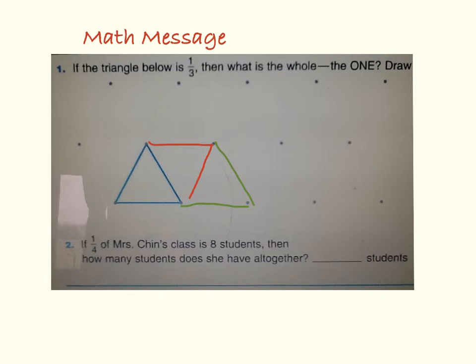actually, that's incorrect. 8 students is 1/4. So if we took 8 students and then another fourth would be another 8 students, and another fourth would be another 8 students, and another fourth would be another 8 students. So basically we're going to take 4 times 8, which would give us 32 students.